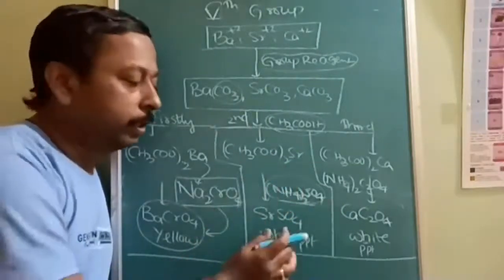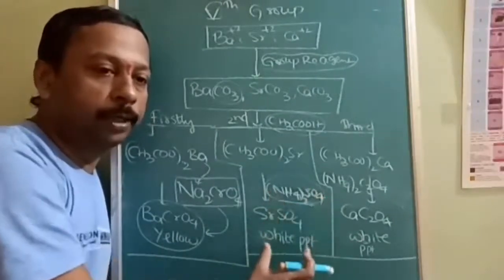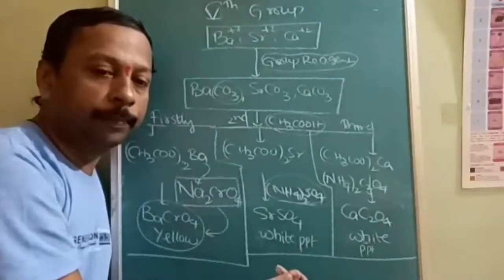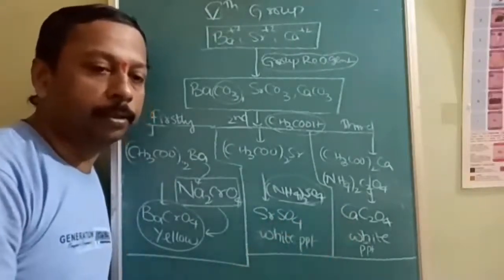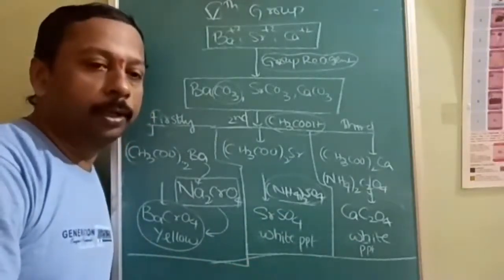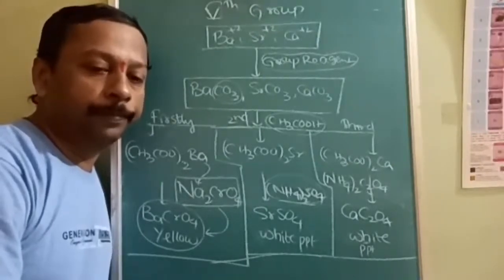Understood? Normally we use a common reagent and we get different colors. But here the approach is the opposite way. We have used different reagents, but we are getting the common color. So that should be the observation. Is it understood? Algorithm of the fifth group. Note it down clearly.